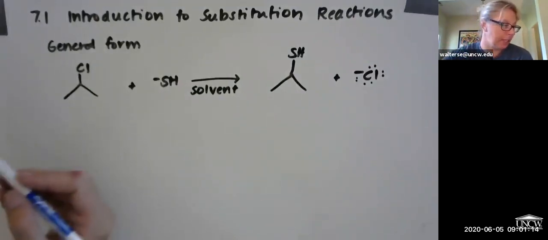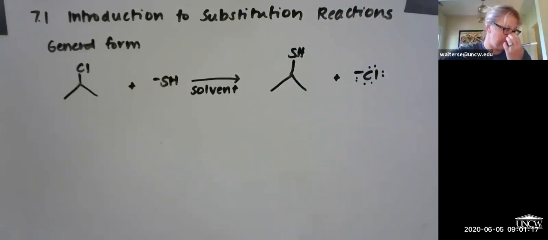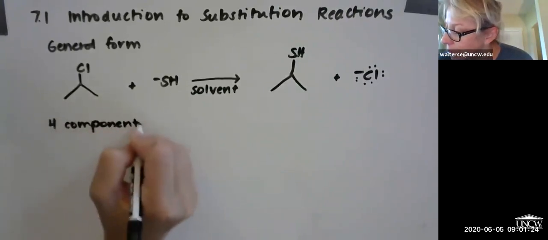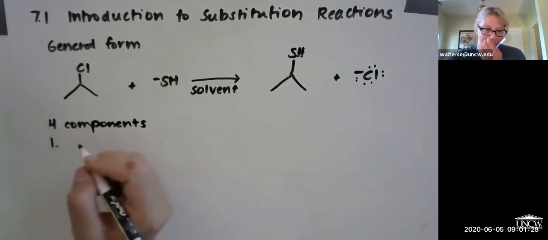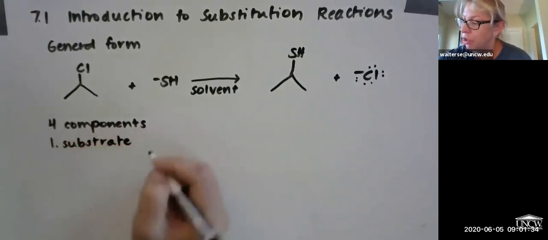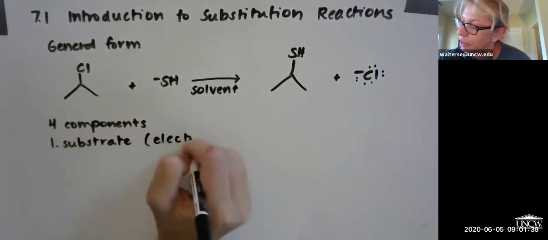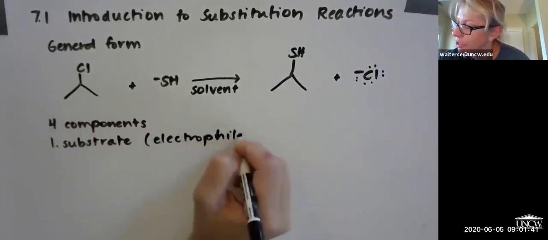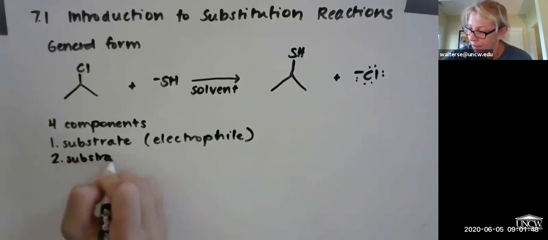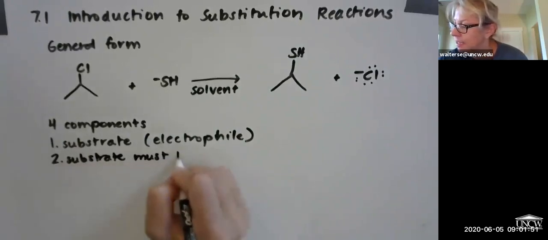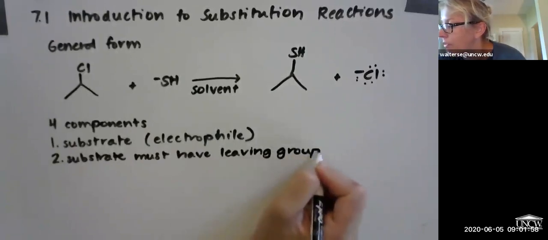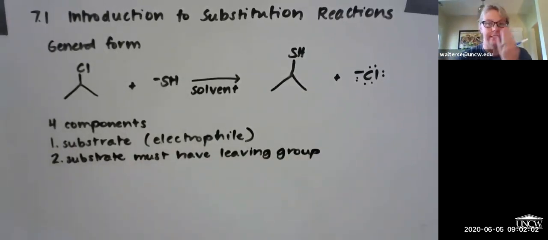So when you do a substitution reaction, you have four components that you have to consider, and they're all in this chemical reaction, and I'll label them in a minute. The first is that you have to have a substrate. That's the thing on which the substitution reaction will occur. Your substrate is an electrophile in the reaction. The substrate must have a leaving group. So remember, a leaving group from chapter 6 is a part of the molecule that can break off and be stable as a species on its own.